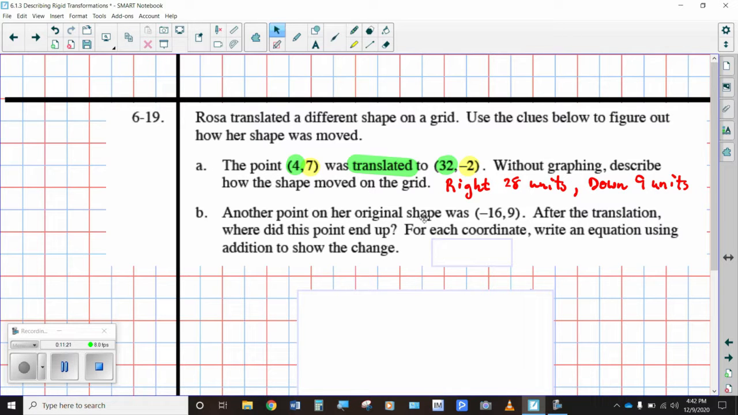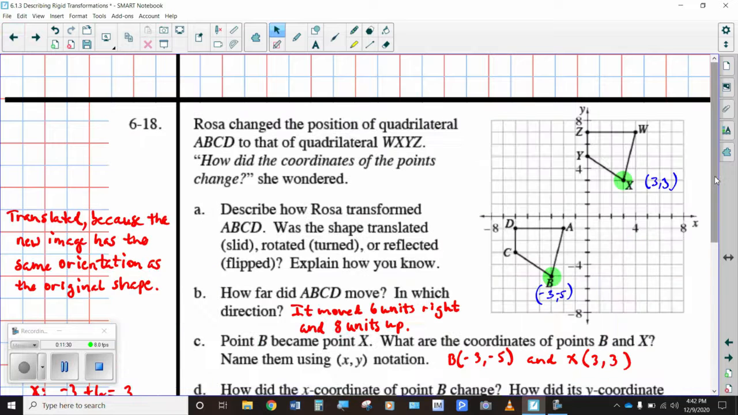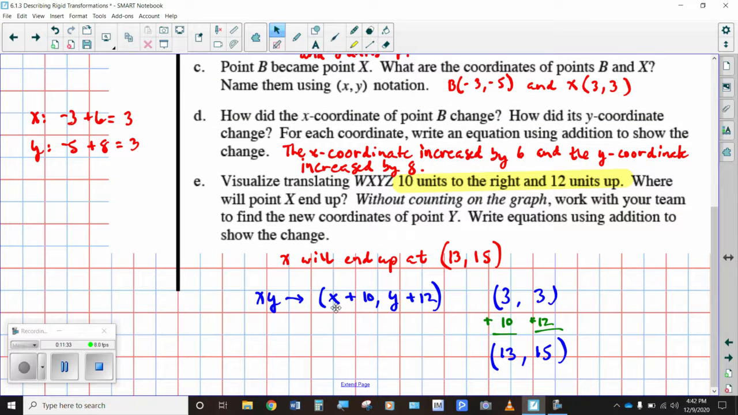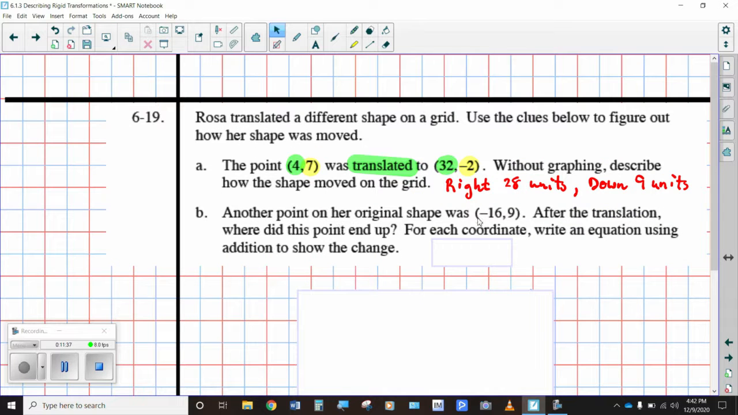On another point, her original shape was at (-16, 9). After the translation, where did this point end up? Okay, so let's use the same strategy that I showed here, using coordinate notation to figure out where the new point would be after the translation we had here. So this is defining the translation. Go ahead and see if you can figure out where the new point would be according to this translation information right there.